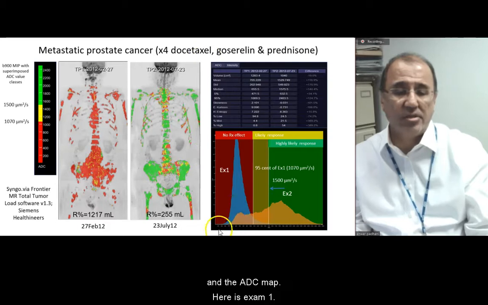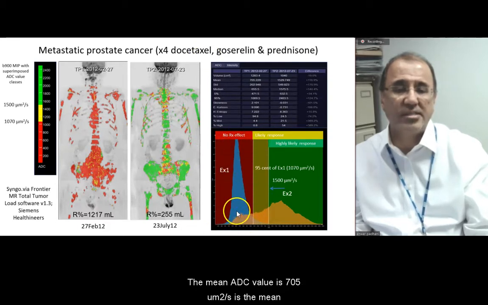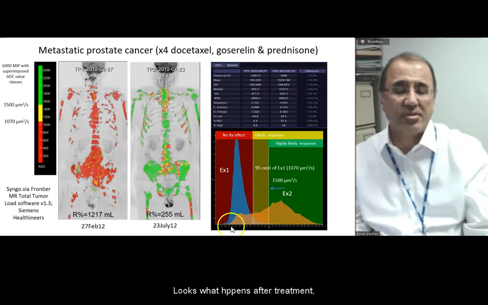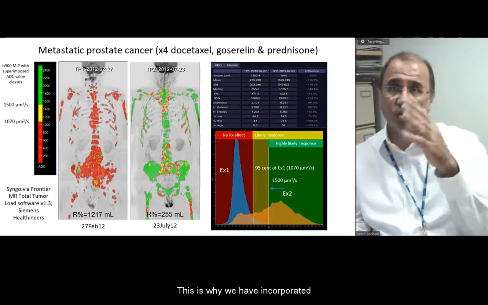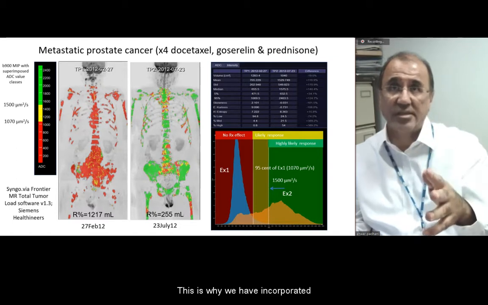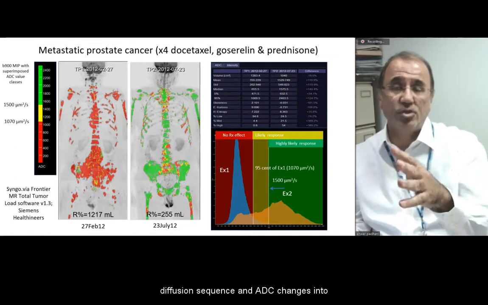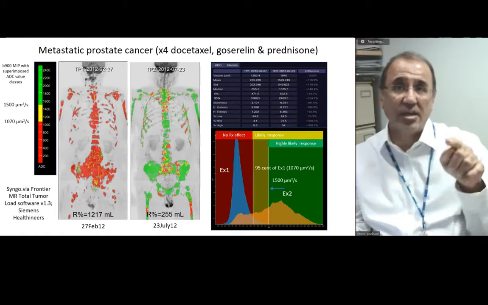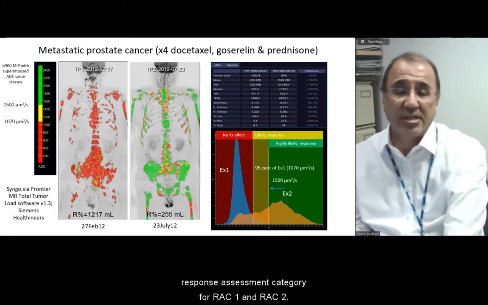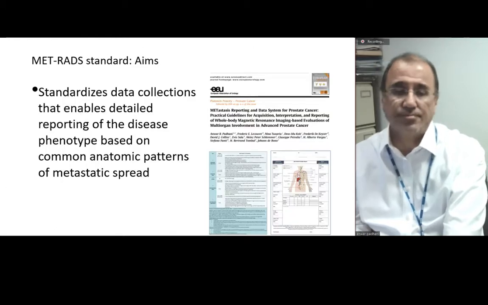And here's the ADC map. So here is examination number 1. You can see a low ADC value. 705 is the mean. Look what happens after treatment. You can see that the ADC value increases. Okay, so this is why we've incorporated a diffusion sequence and the ADC change into the response assessment category 1 and 2.